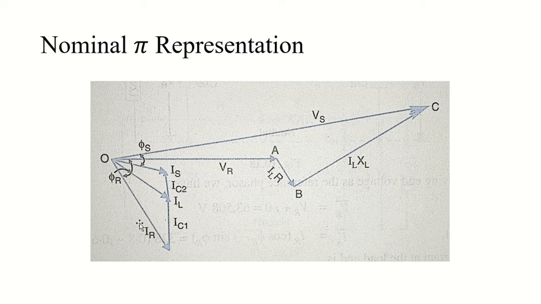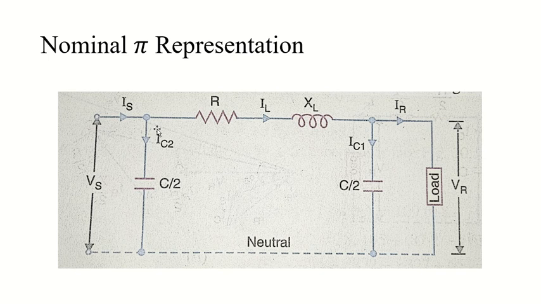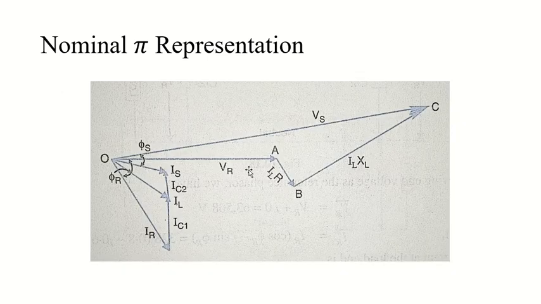IL will be the phasor sum of IR and IC1, because, see, what is IL? It is the phasor sum of my IR and IC1. The same thing happens in the phasor diagram as well. So my IL will be the sum of my IC1 plus IR. The resultant will be IL, right?